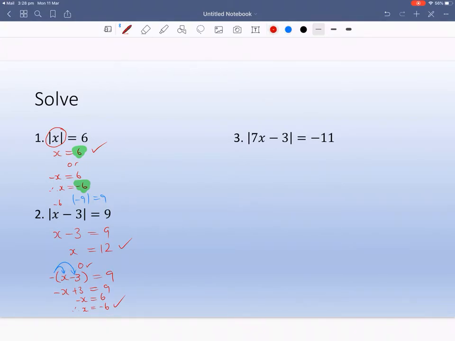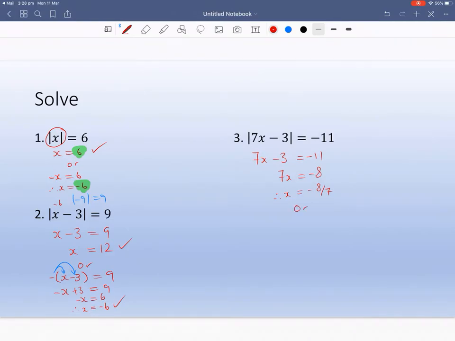So let's do this final example. Okay, let's just do the normal thing. So it's going to be 7x minus 3 equals negative 11. Now we just solve for x. 7x equals minus 11 plus 3. I think that's minus 8. Therefore, x equals negative 8 on 7. Okay, so we're getting the right answers. Hopefully, I'm doing it right.